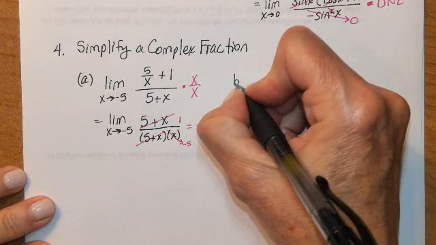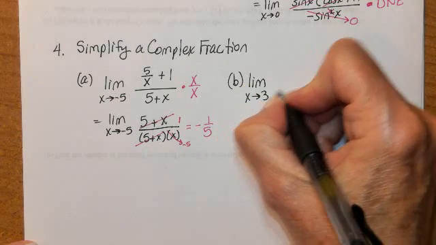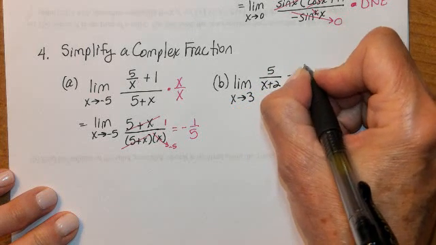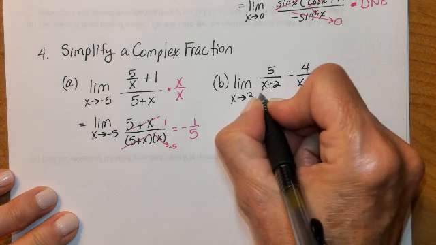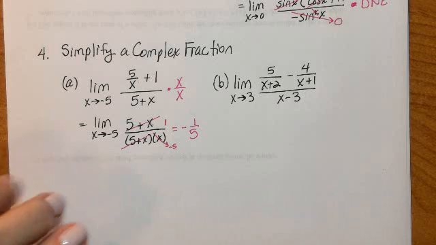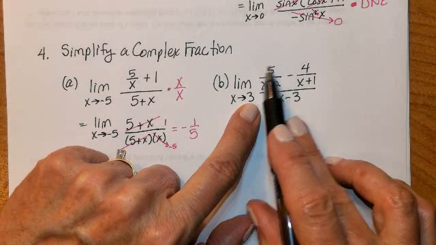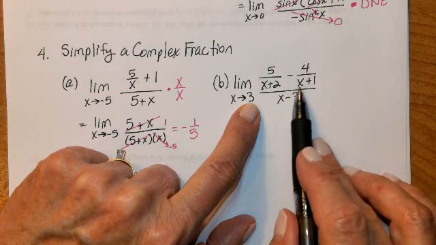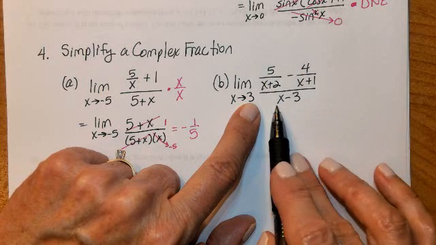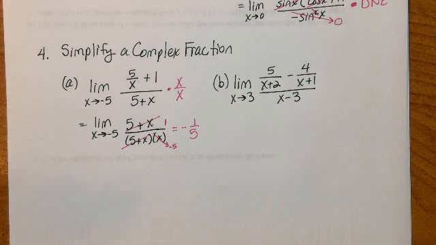Okay. One last little example here. Limit as x approaches 3 of 5 over x plus 2 minus 4 over x plus 1, all divided by x minus 3. Okay, always try just to substitute first because you never know. If I substitute 3 in for x, I get 5 over 5, which is 1, minus 4 over 4, which is also 1, so 1 minus 1 is 0 on top. If I put 3 in here, I get 0 on the bottom. So I have 0 over 0, that's indeterminate.